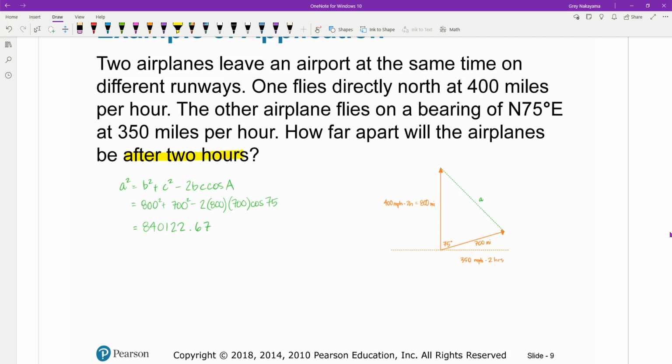But remember, that's A squared. So that means that A is equal to 900. I didn't want that color. I want it in that color. Thank you. A is equal to 916.502, which means after 2 hours, the planes will be 917 miles apart.